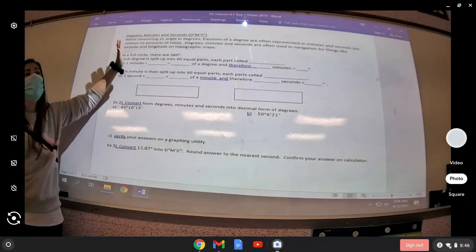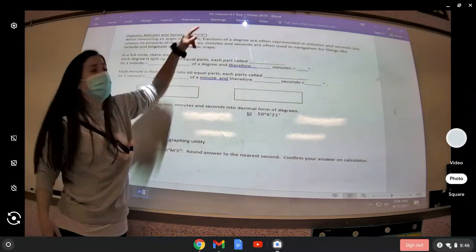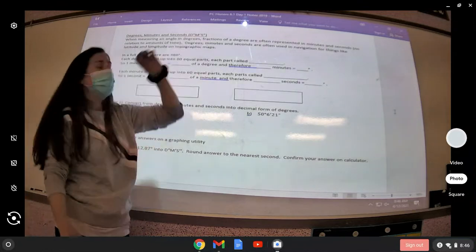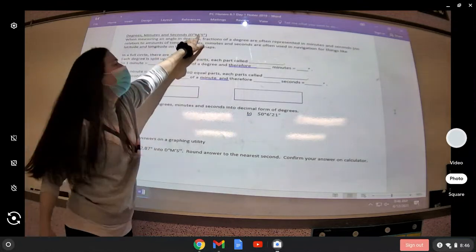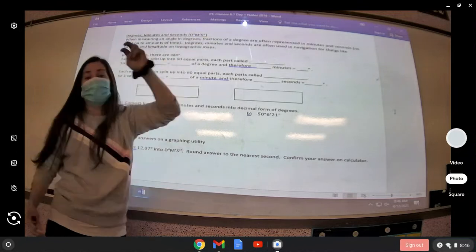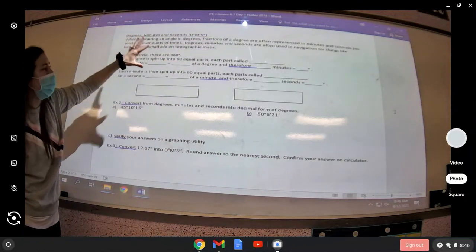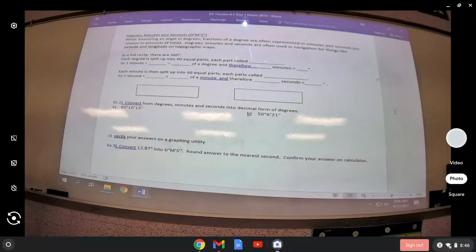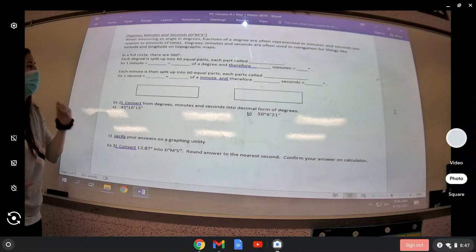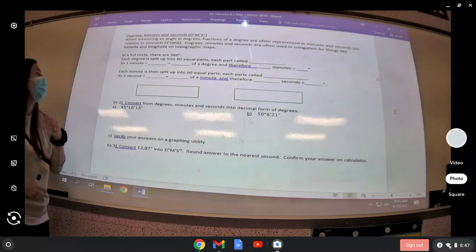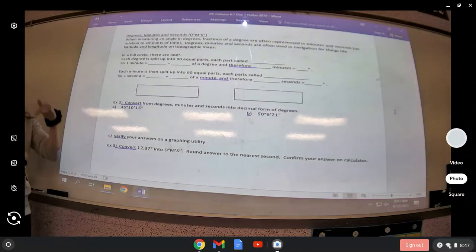All right, here's how degrees, minutes, and seconds works. We have our degree symbol, the open circle. Minutes is a single comma, or apostrophe, I should say. And then seconds is like the double apostrophe. When measuring an angle in degrees, fractions of a degree are often represented in minutes and seconds, no relation to amount of time. Degrees, minutes, and seconds are often used in navigation for things like latitude and longitude on topographic maps.